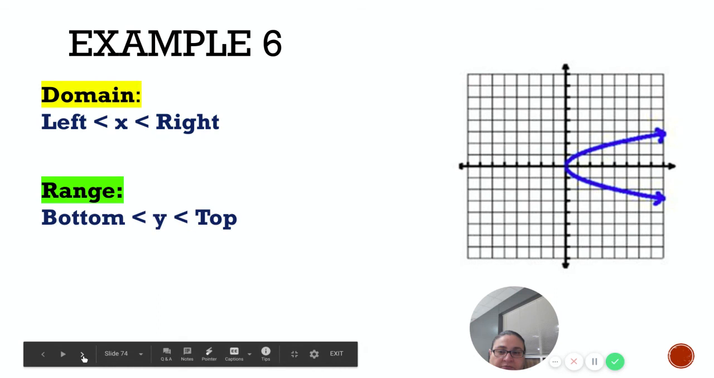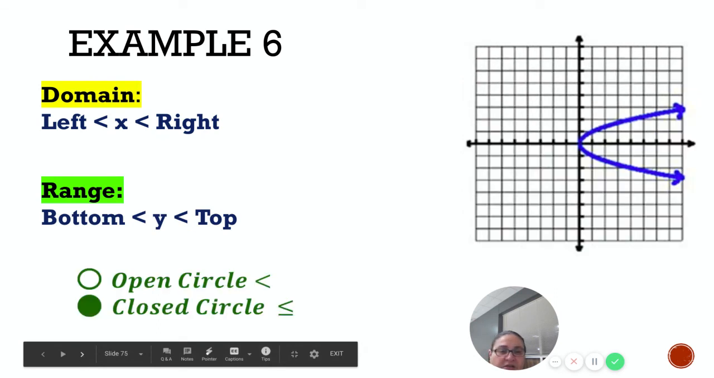Last example. Again, it's left to right for domain, bottom to top for range. So furthest to the left, the graph hits on the x-axis at 0. And because there's no open circle, I would put less than or equal to x.